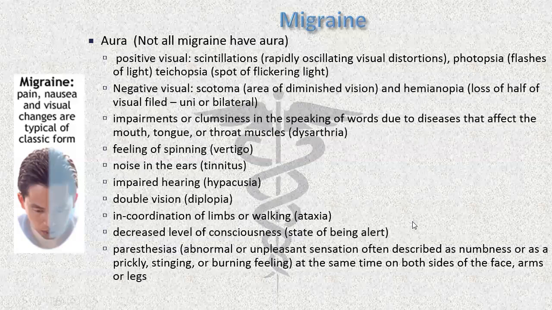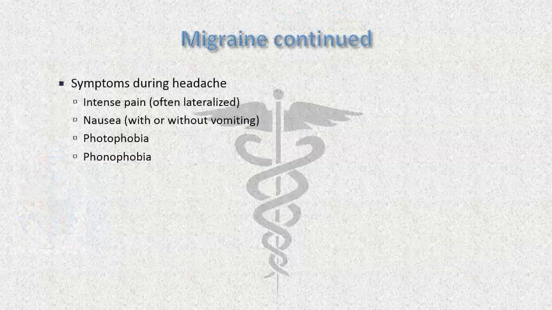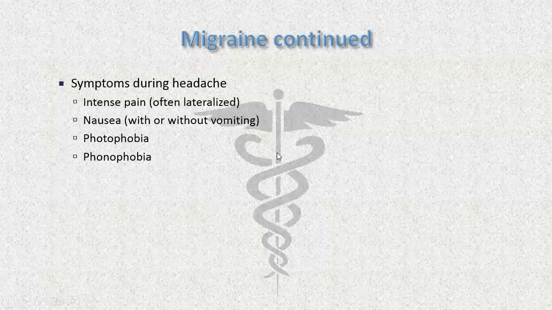So all of these things are symptoms that emerge prior to the pain phase of the migraine. And the presence of aura is one of the definitive clinical features of migraine. During the headache, typically the patient will experience intense pain, typically nausea, and then photophobia and phonophobia. So, dark, silent room.